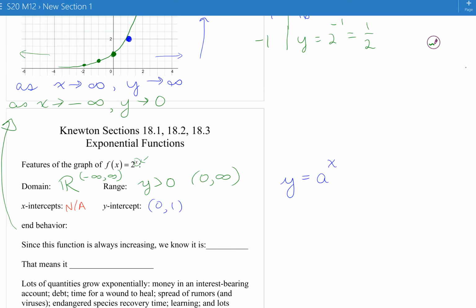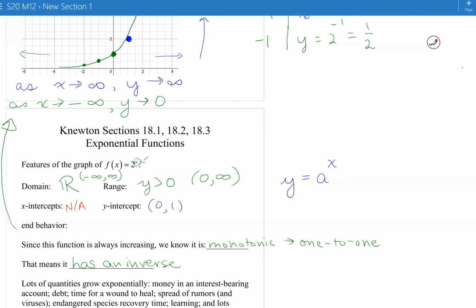So since this function is always increasing, we know it is monotonic. And because we know it's monotonic, we know it's 1 to 1. So then we know it has an inverse, because previously we had a theorem that said if a function is 1 to 1, guaranteed it has an inverse. So this is how somebody a long time ago said, look at this exponential function. It's always increasing. It must have an inverse. Let's call that thing the logarithm. And that's going to be the next thing that we learn about.